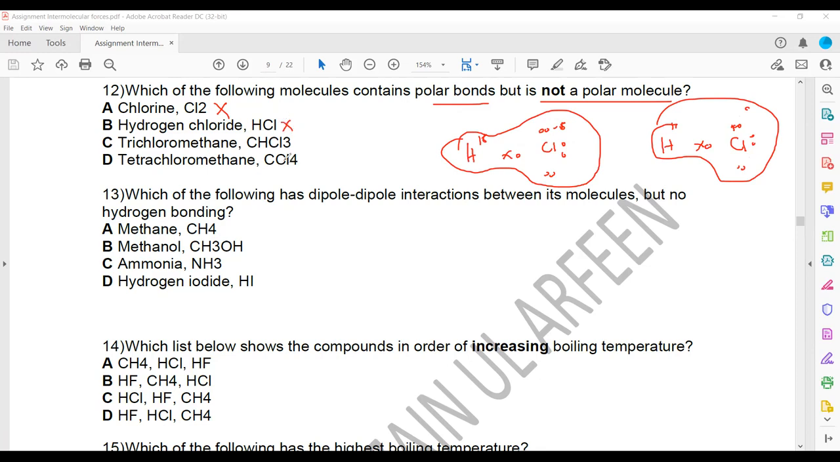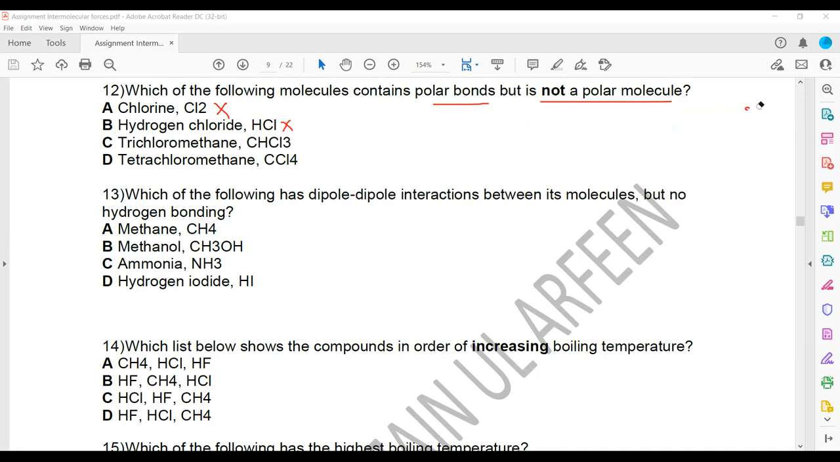Trichloromethane. In trichloromethane, it's an asymmetrical molecule. When the molecule does not have symmetry, the bond, because two different atoms are there, will be polar. That is correct. But second, the molecule will not be non-polar. The molecule will also be polar because on one side we have chlorine and on the other three hydrogen, so it is an asymmetrical molecule. If the molecule does not have symmetry, then it will be a polar molecule. It cannot overall cancel out the effect of partial positive and negative.